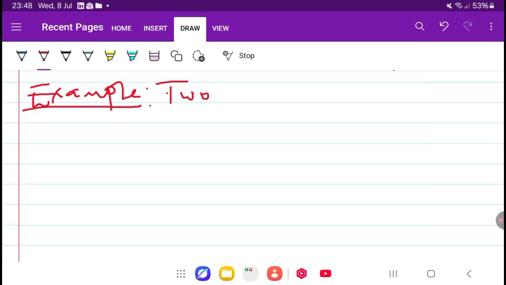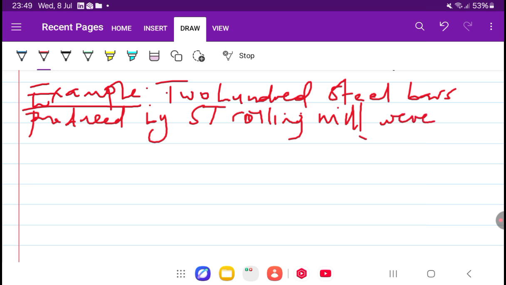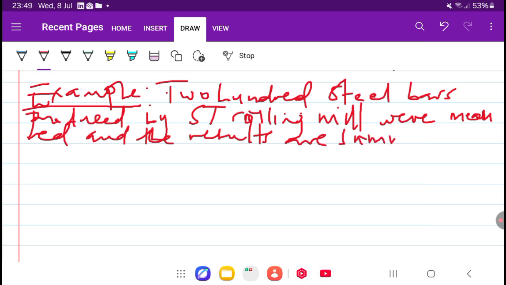It says 200 steel bars produced by a steel rolling mill were measured and the results are summarized in the following table.